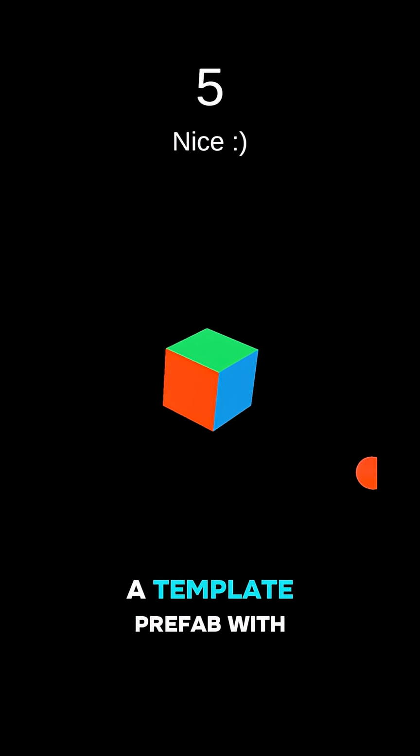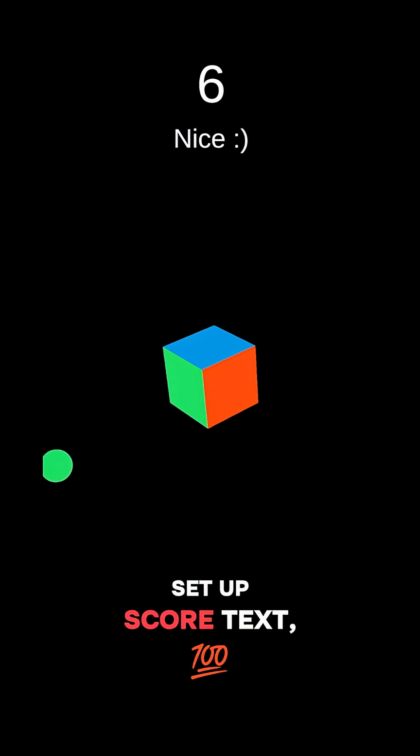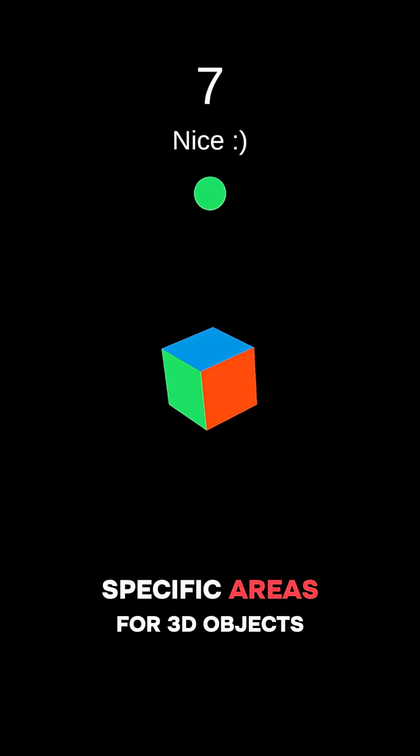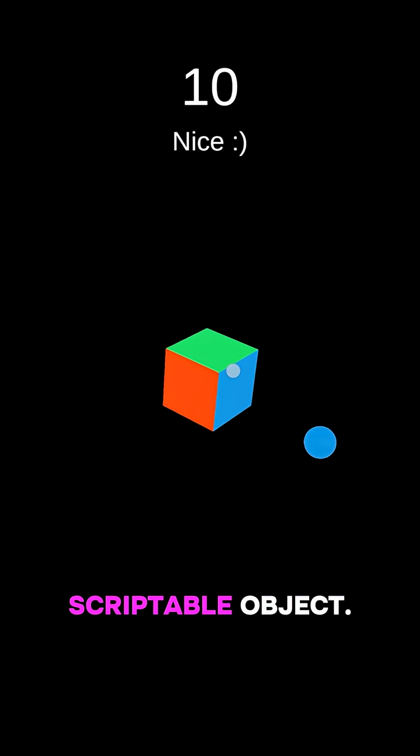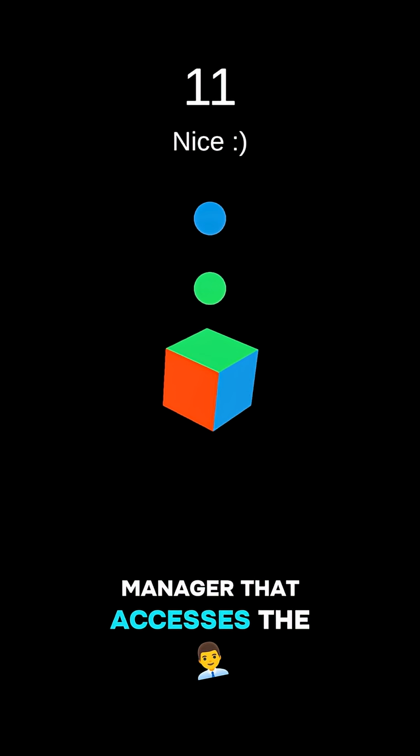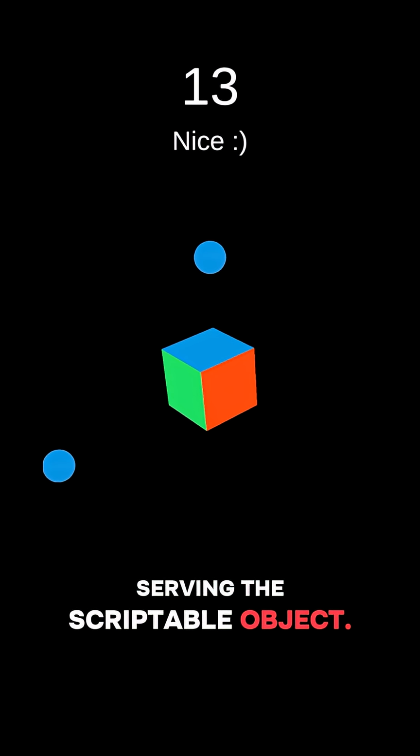First, I set up a template prefab with the scene set up, score text, status text, specific areas for 3D objects and managers. Next, I genericized a bunch of code. I pulled my color palette out into a scriptable object. Then I made a manager that acts as a static interface serving the scriptable object.